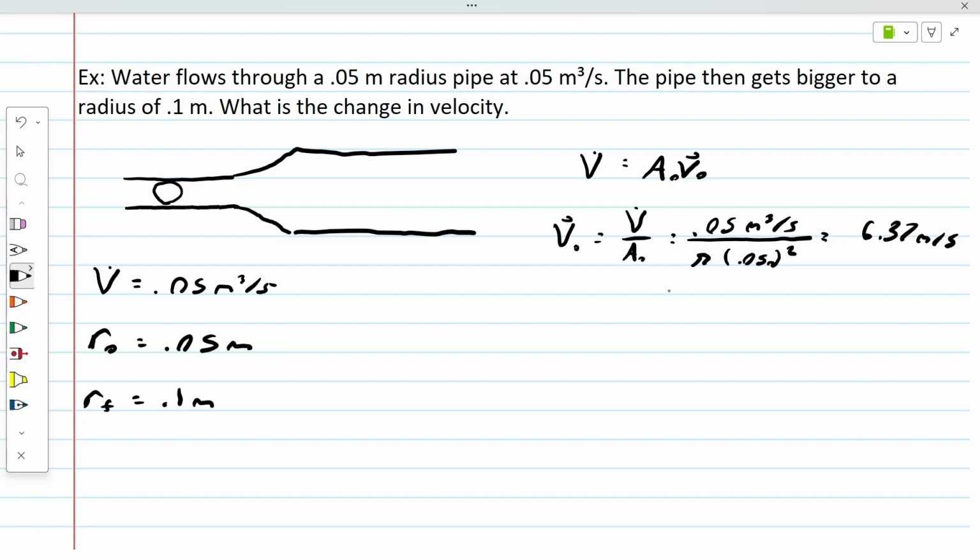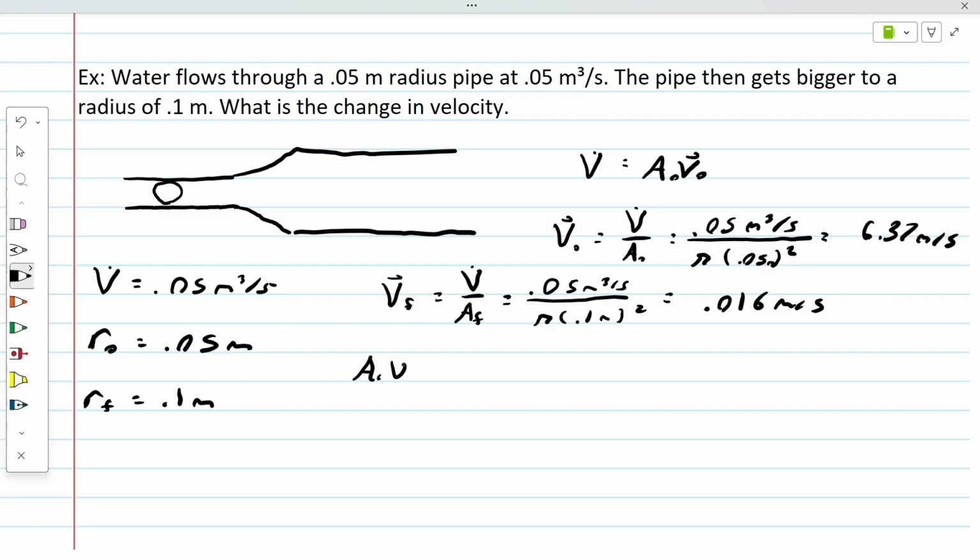Now to find our final velocity, we can do this exact same thing, and then we can use the other equation. I'll do this exact same thing actually, and then show that the other equation works. And it works because we have this constant flow rate. So we can find the V final in the same way, with this constant volumetric flow rate of 0.05 meters cubed per second over our final area, which is pi r squared, but we want the final radius, which is 0.1 meters. And so when we plug that in, we get 0.016 meters per second.